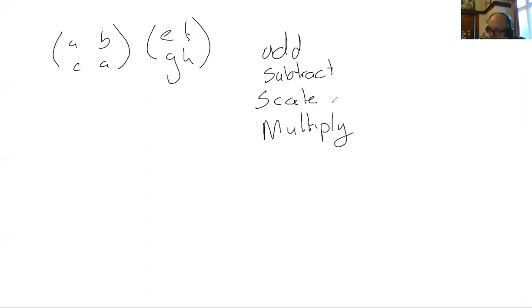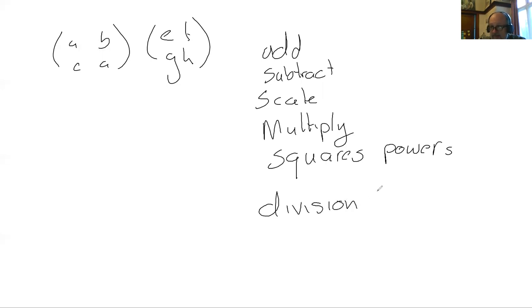So hopefully we can multiply matrices together now. Just remember, multiplying C by D is not the same as multiplying D by C. We can also do squares and powers. And the question is, can you divide? Is it possible to do division? I'll give you a clue. The answer is yes. If we haven't done that already, we should be doing that shortly, how to divide matrices.